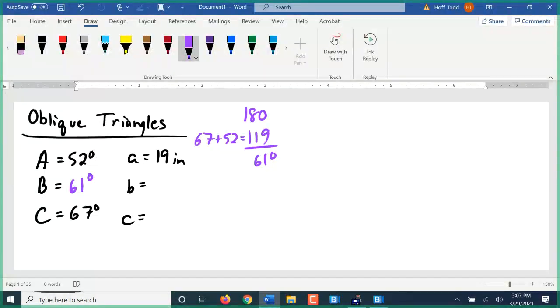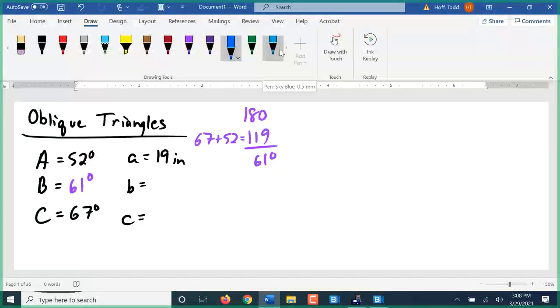So really, we have all three angles. So there is no ambiguous case here. There's only one triangle this can form. We don't have to worry about any of those other possibilities. So we're going to jump right in and find our missing pieces.